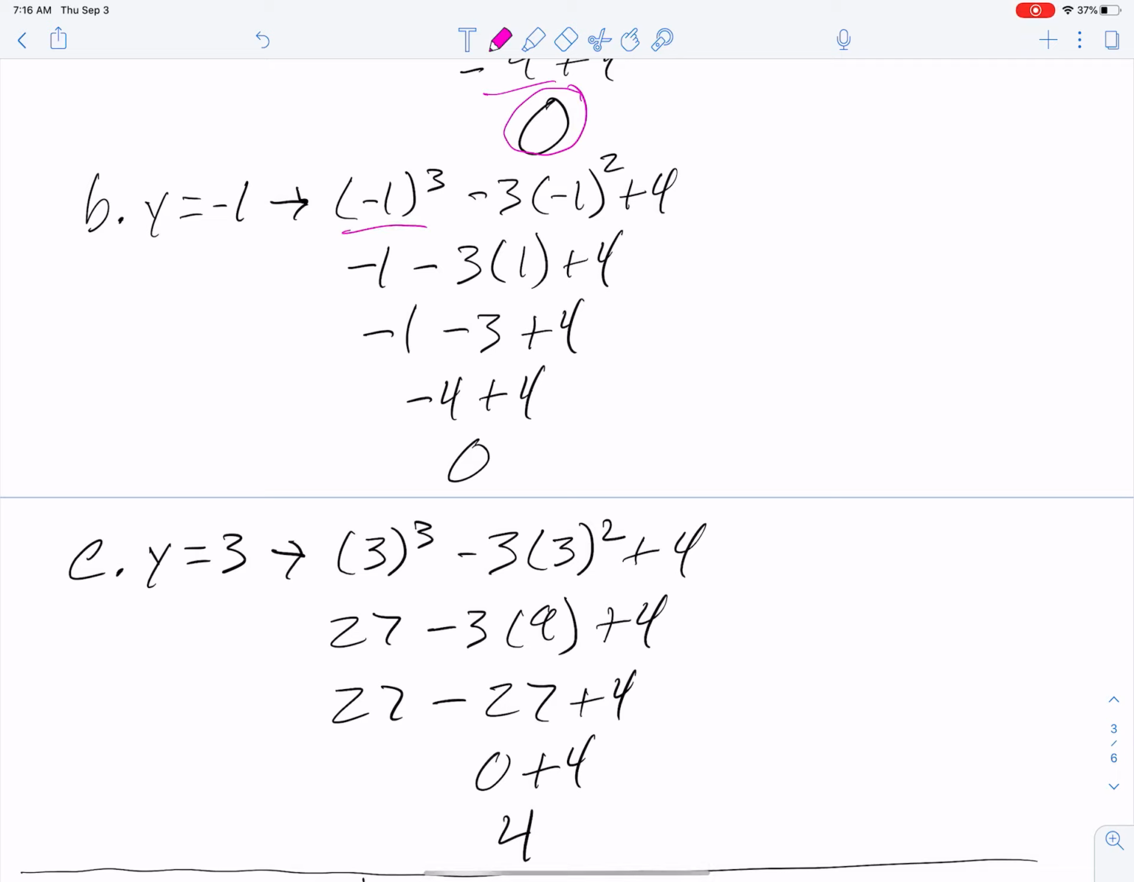So again, the negative matters now. So my negative 1 cubed gets me negative 1. My negative 1 squared gets me positive 1. Negative 3 times positive 1, negative 3. Negative 1 minus 3, negative 4. And then negative 4 plus 4, 0 once again.